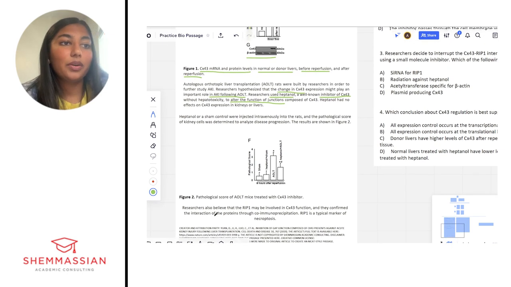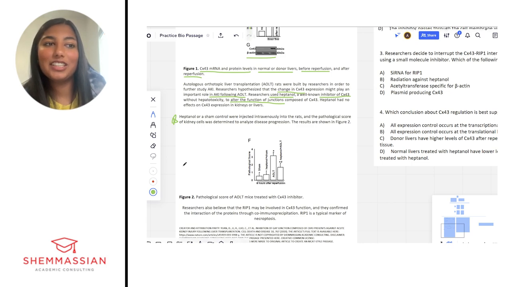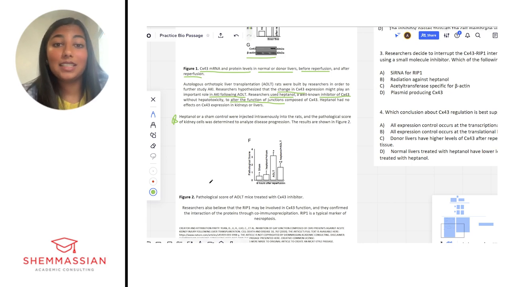Okay. Heptanol or a sham control were injected intravenously into the rats, and the pathological score of kidney cells was determined to analyze disease progression. The results are shown in figure 2. So this is a great sentence that you might want to star because it's basically explaining what we're going to be looking at in figure 2. And so let's use that same approach to decipher what figure 2 means.